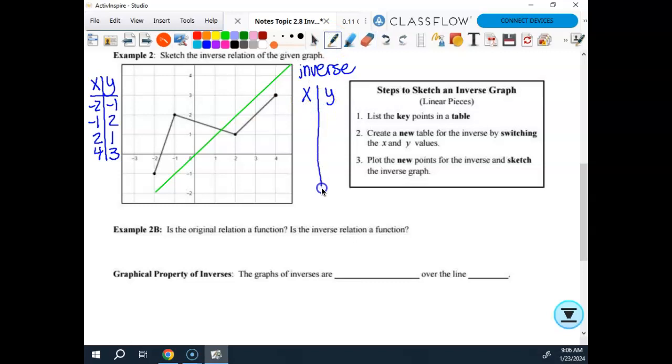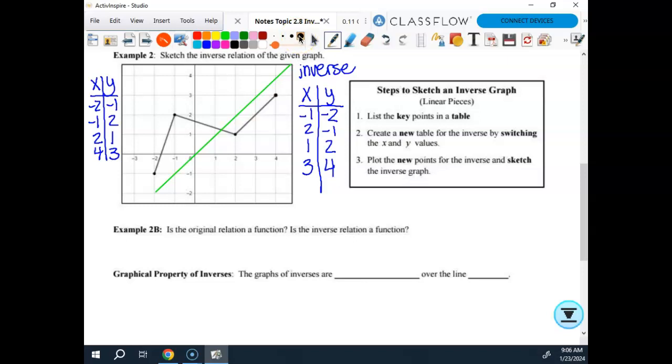So then we switch them, and our y's become our x's, so negative 1, 2, 1, 3, and our x's become our y's, negative 2, negative 1, 2, and 4. All right, everybody good with that? Then we plot those new points.